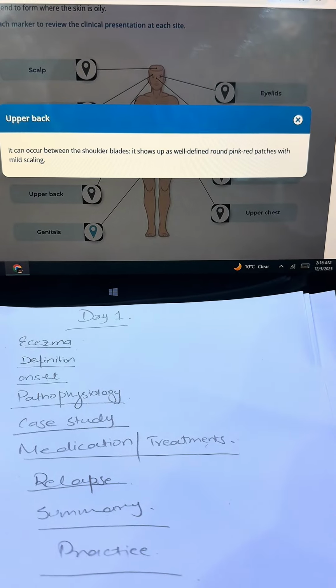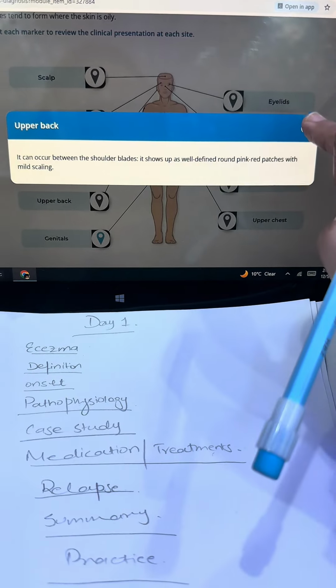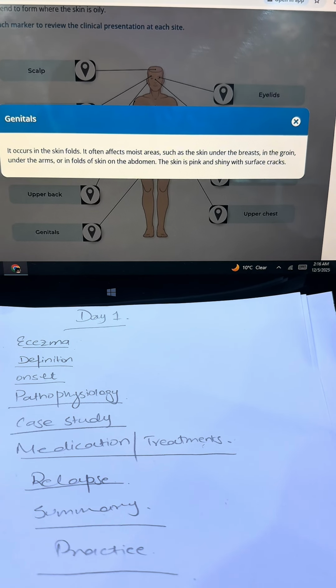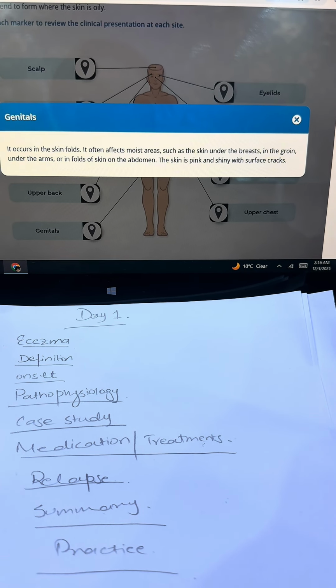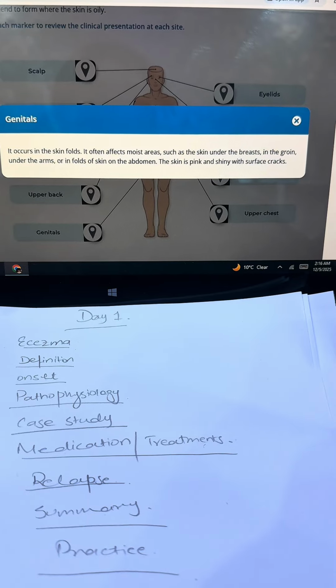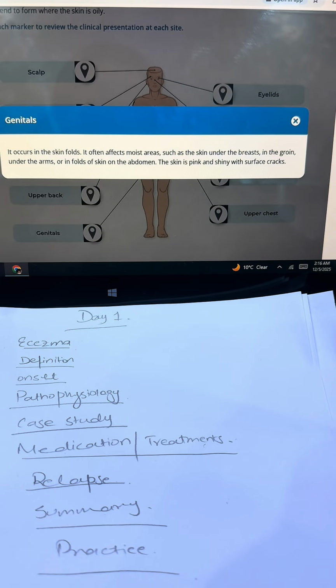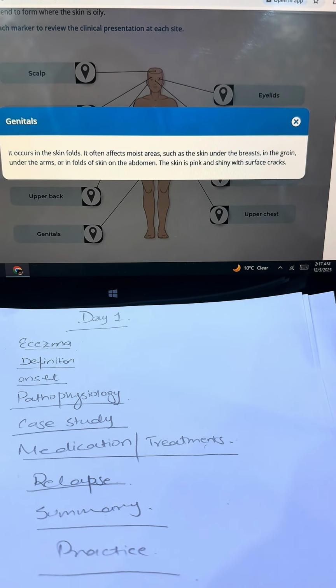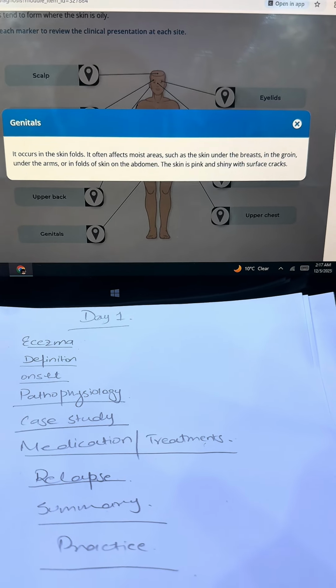Upper back and some private areas, and then the genitals. It may affect the skin under the breast, groin areas, under the arms, or the folds of the abdomen. The skin is pink and shiny with surface cracks.